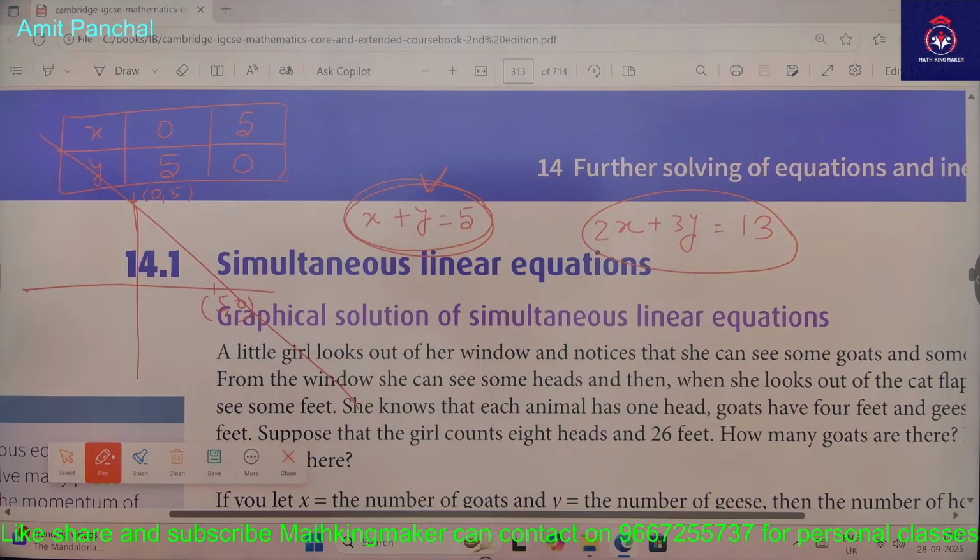I don't know if I did this incorrectly because the lines are not intersecting. They're not intersecting. I think I might have done this incorrectly then. Okay, let me see.